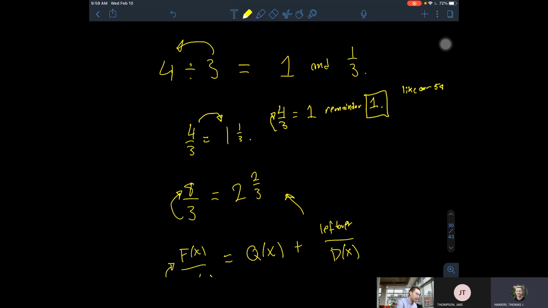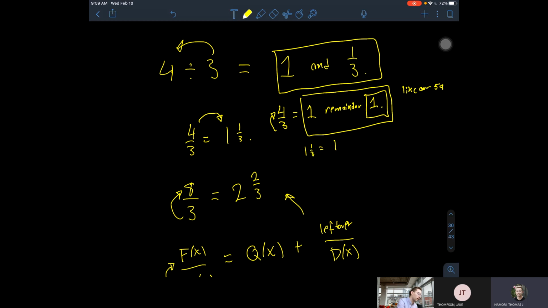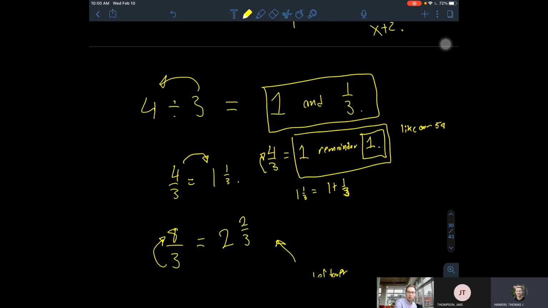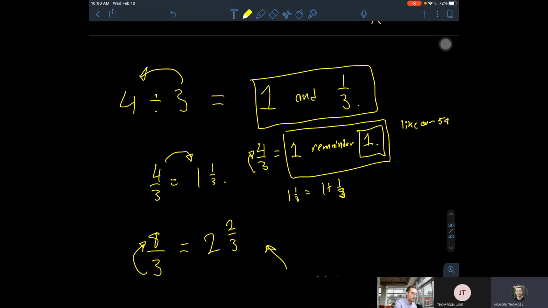So we have 2 ways of writing this: we can write it as 1 remainder 1, or we can write it as 1 1/3, right? And 1 1/3 is just 1 plus 1/3, right? So when we write with ours, our 58 is like our remainder here. So when we get our q of x, we take plus our 58, and we divide it by whatever we were dividing by.